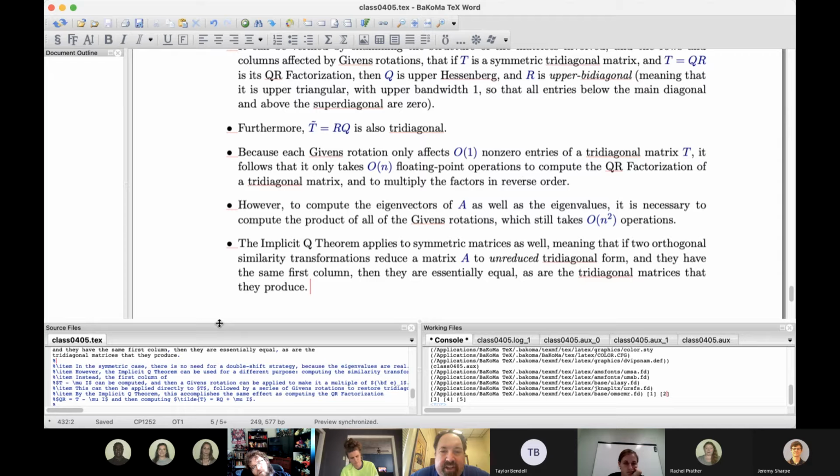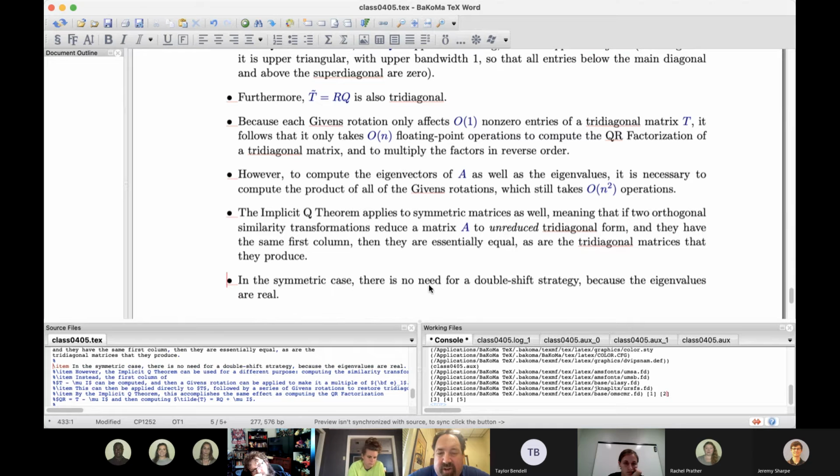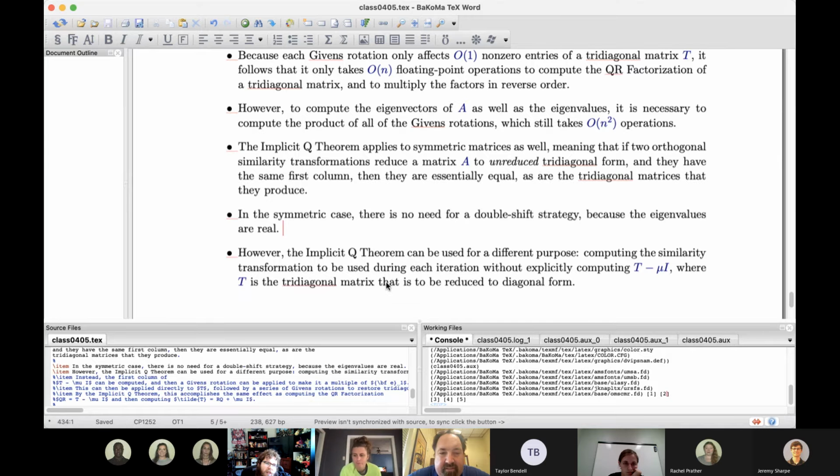Now, in the unsymmetric case, the reason we needed the implicit Q theorem was to be able to compute complex eigenvalues efficiently. In the symmetric case, we don't have any complex eigenvalues. So that whole elaborate double shift strategy, the implicit double shift strategy I described last time that led to the Francis QR step, we don't need any of that now because the eigenvalues are real. So you can just use a single shift strategy.